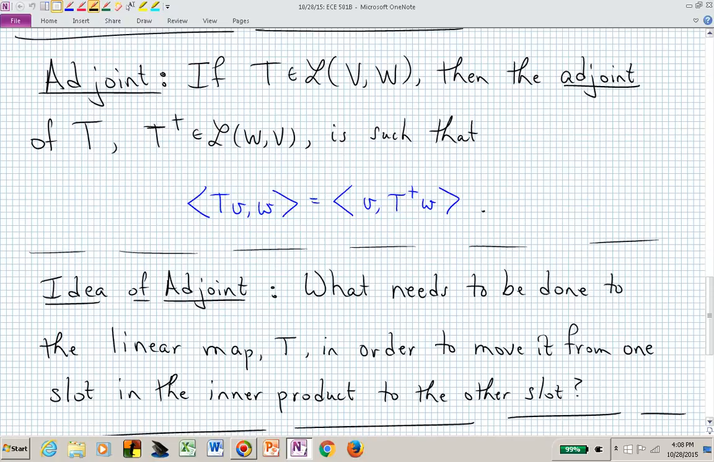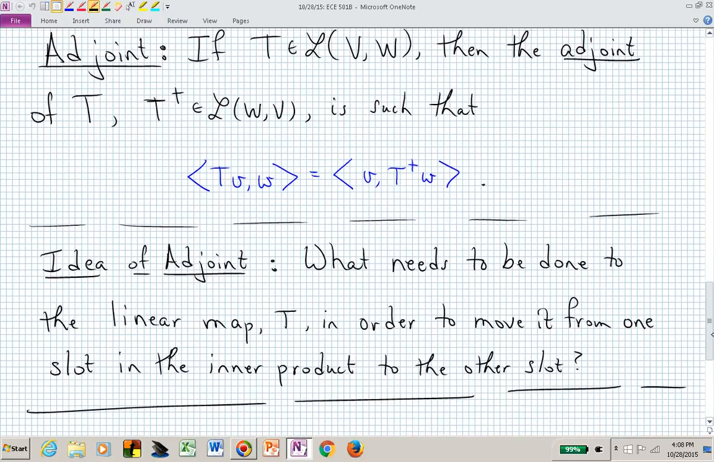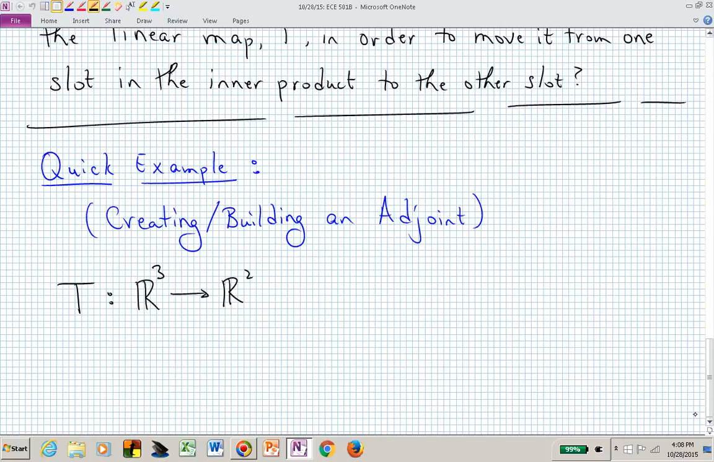That's one way of thinking about this adjoint. How can we move that linear operator to the other slot? And that means that it becomes an adjoint, but that's really one way of thinking about the adjoint as a concept. How do you make that happen? Or how do you define T dagger so that this equality of inner products exists?